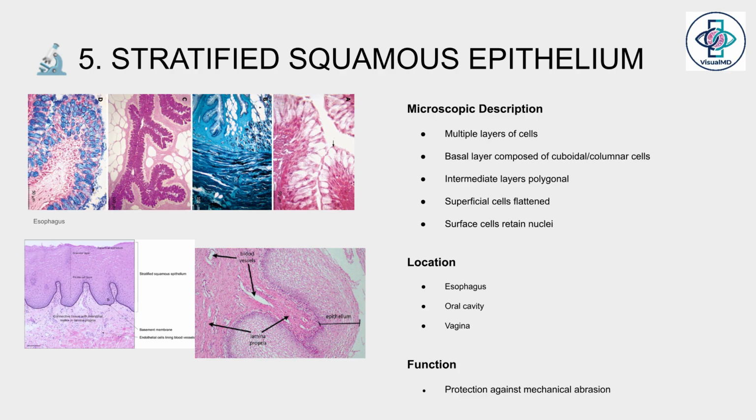Stratified squamous epithelium has multiple layers, with flattened superficial cells that retain nuclei. It provides protection against mechanical abrasion in locations like the esophagus and oral cavity.